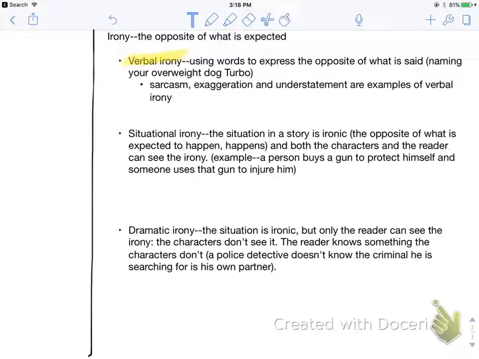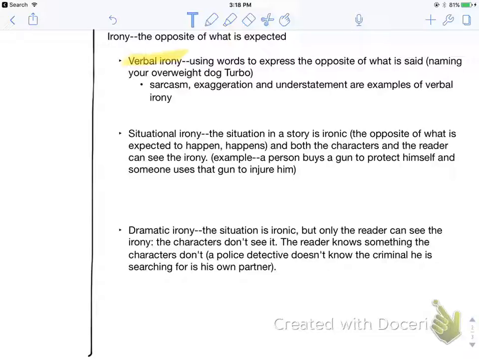So I think you know what exaggeration is, right? We've talked about hyperbole in class before, and that's really overdoing the exaggeration. But understatement is making a statement that kind of downplays the situation. So if you say that Michael Jordan was an okay basketball player, that is an understatement, right? It kind of downplays what his capabilities really are.